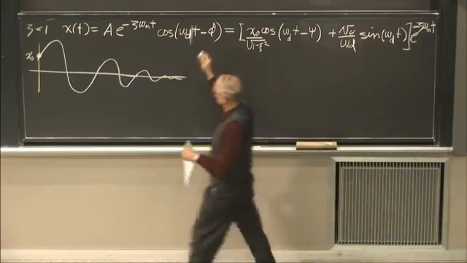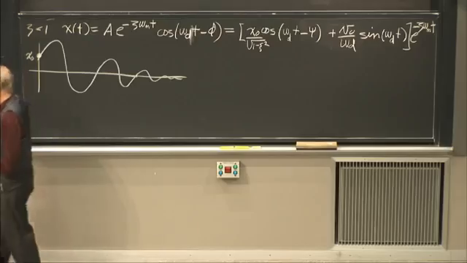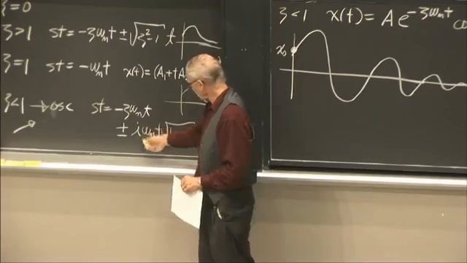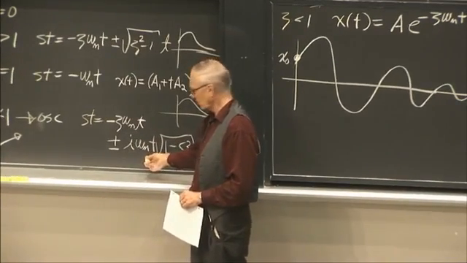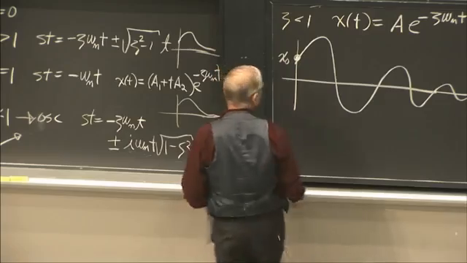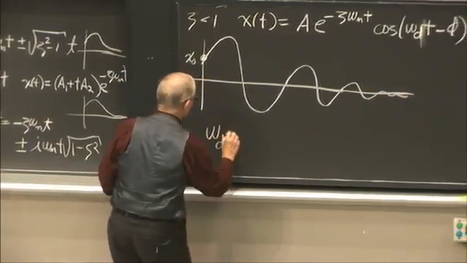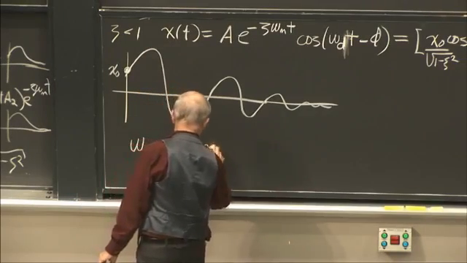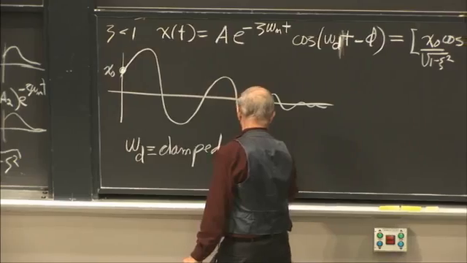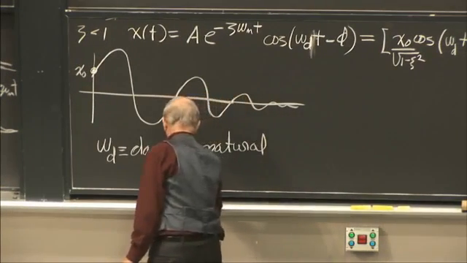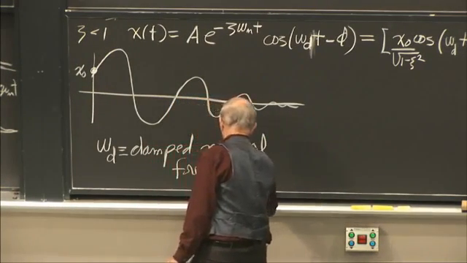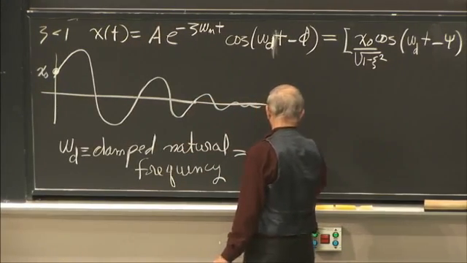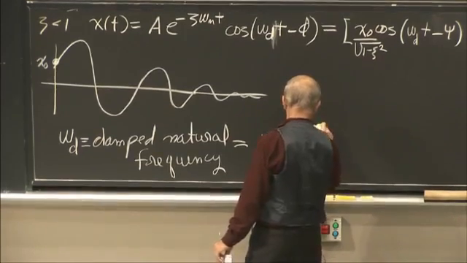And now what's this? I keep writing this omega d. So notice in this solution, it's omega n times the square root of 1 minus zeta squared. So the frequency that's in here isn't exactly omega n. It's omega n altered a bit. Omega sub d is called the damped natural frequency, and it's equal to omega n times the square root of 1 minus zeta squared.